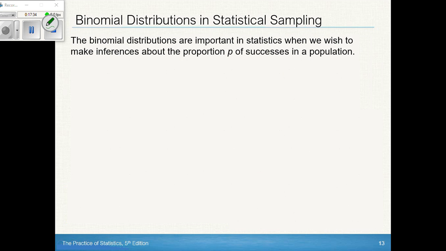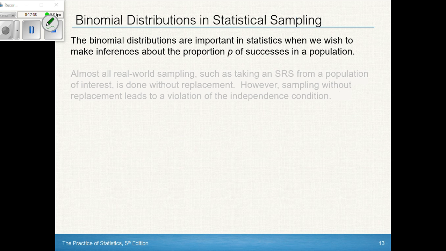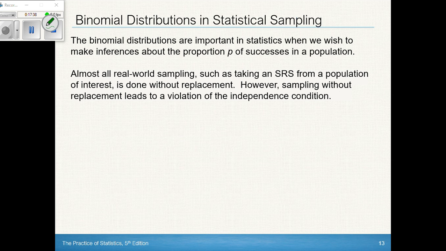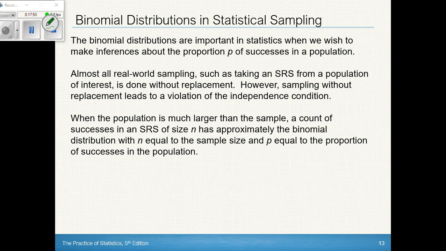Binomial distributions are important when we wish to make inferences about the proportion of successes in a population. Almost all real-world sampling is done without replacement, which violates independence because when I pull something out of the pot, the probabilities of getting the next things change. However, if the population is really big, then it doesn't change by enough for me to care.